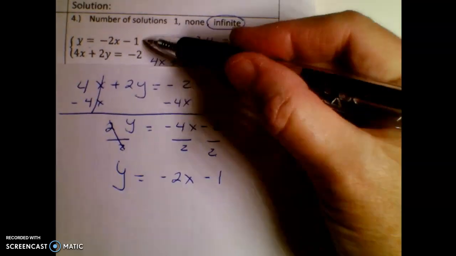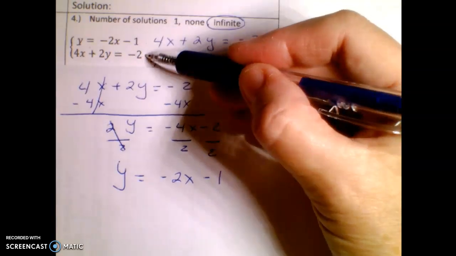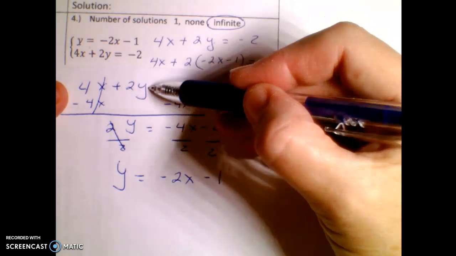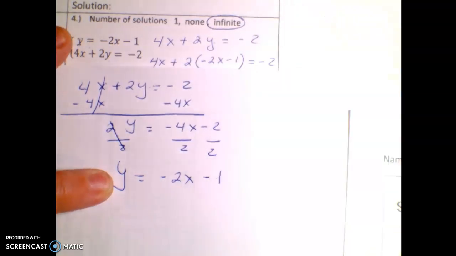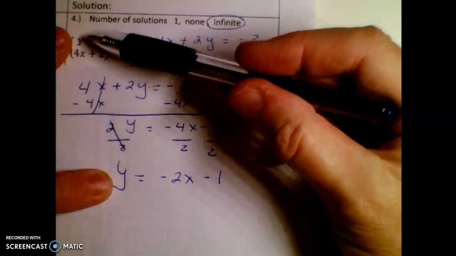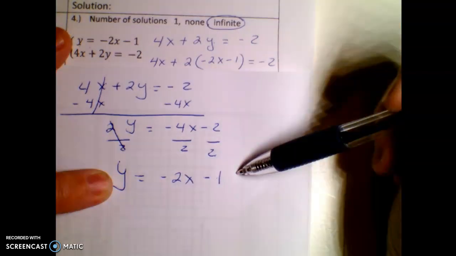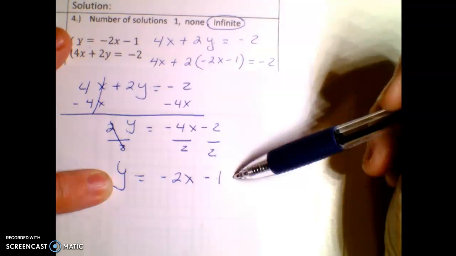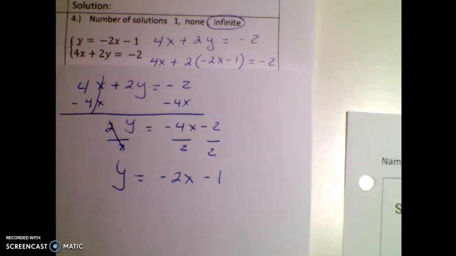Here's my original equation, number 1, and this is my original number 2. This is number 2 when it's solved, and look at this. It's the exact same as number 1. They're the same equation. So when you solve for the variable, you notice you have the same equation. Same slope, same y-intercept. So they have an infinite number of solutions because they are the same line.